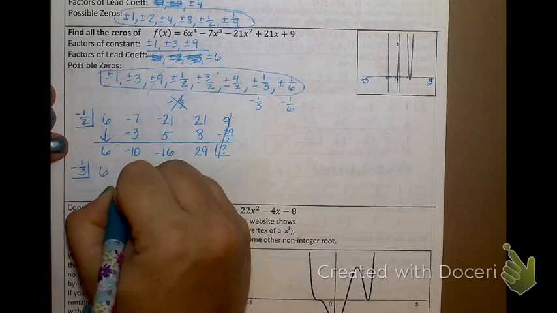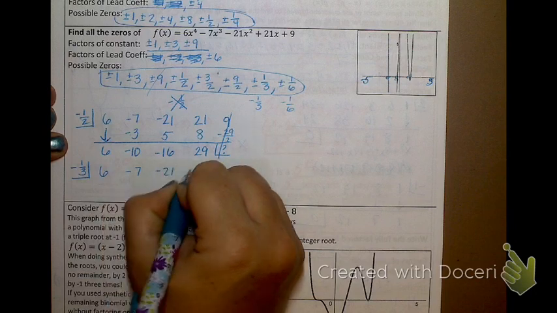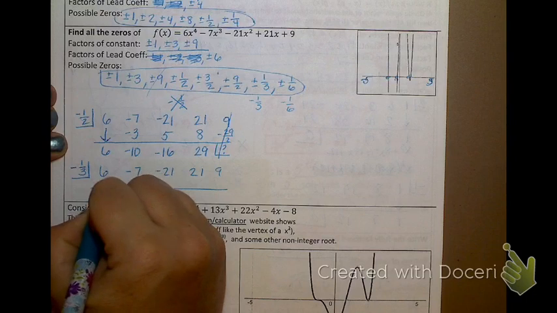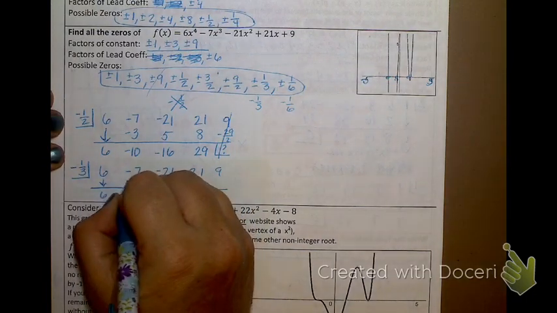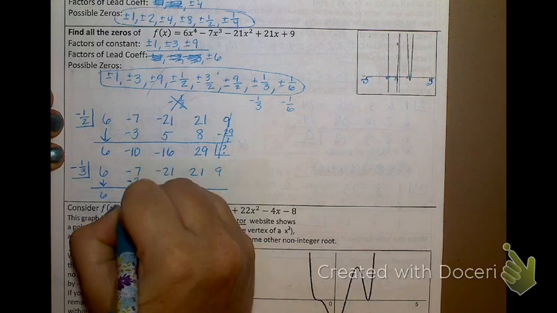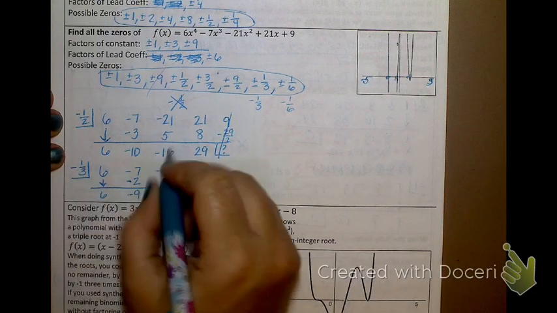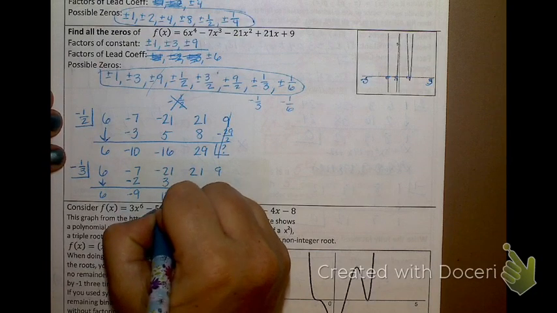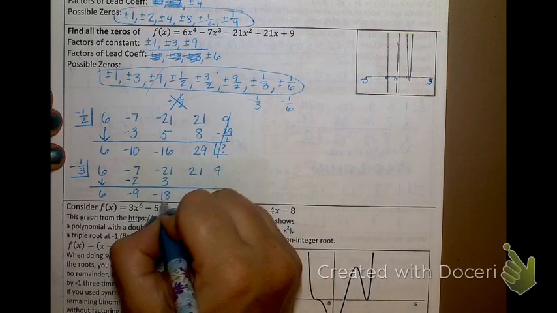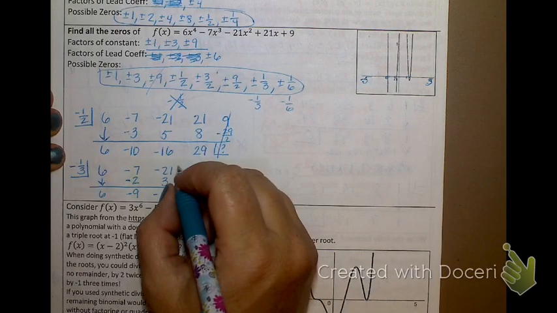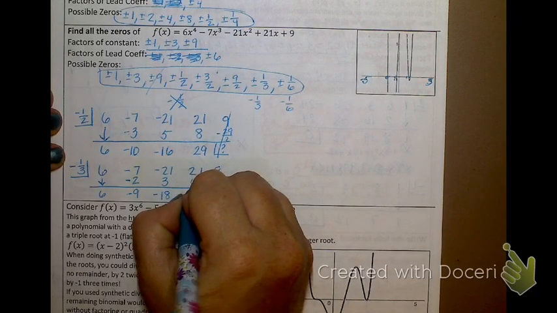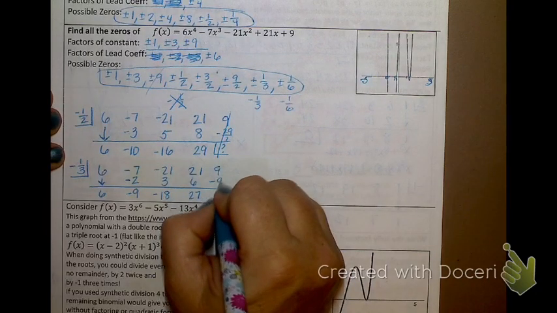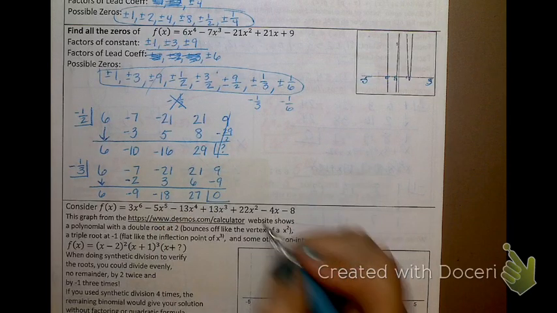Same numbers across: 6, -7, -21, 21, and 9. 6, what's 6 times -1/3? -2. -9. -1/3 times -9 is 3. That's 18. I'm sorry, -18. -18 times -1/3 is 6. 21 and 6 are 27. 27 times -1/3 is -9. Thank goodness we got a remainder of 0.